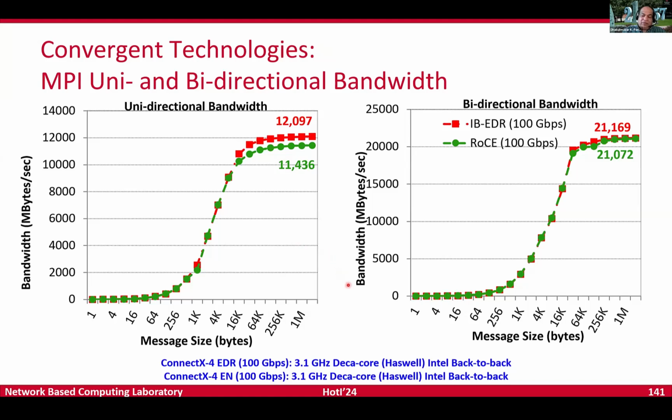This is the same thing, but for bandwidth, and it follows a very similar trend, just like what we saw at the lower level. So InfiniBand and RoCE are able to give more or less similar bandwidth. It is a little bit higher.